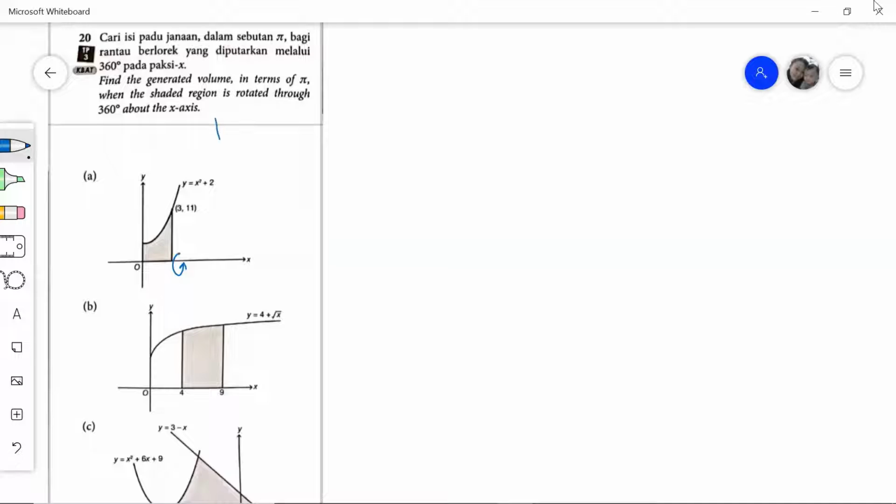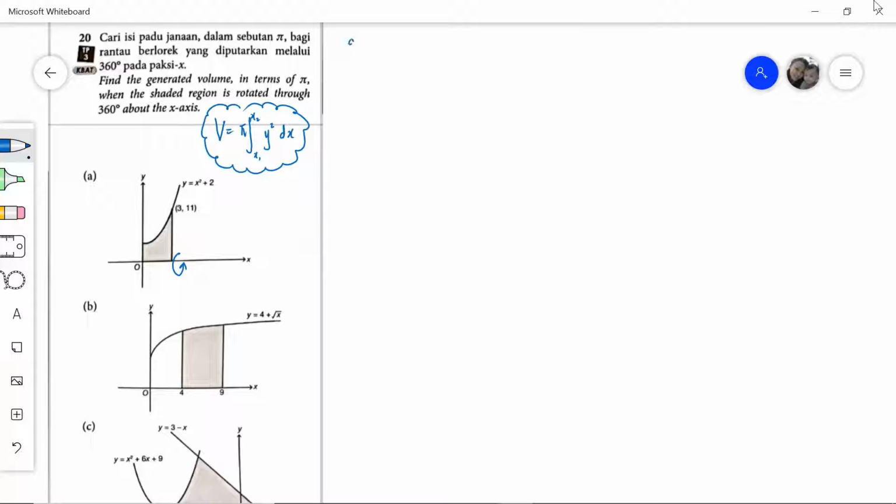Therefore, the formula will be pi integrate with respect to x. The subject must be y squared, and the boundary will be on the x-axis. So this will be the formula when we need to find the generated volume that is rotated about the x-axis.